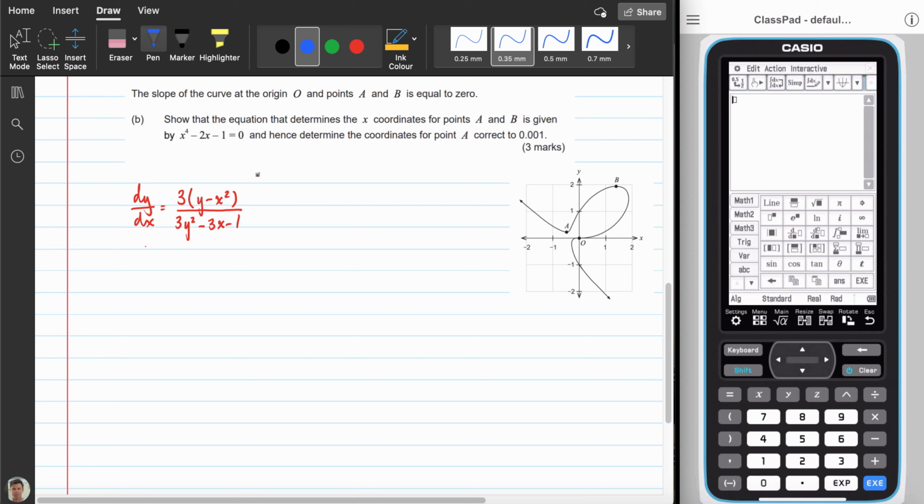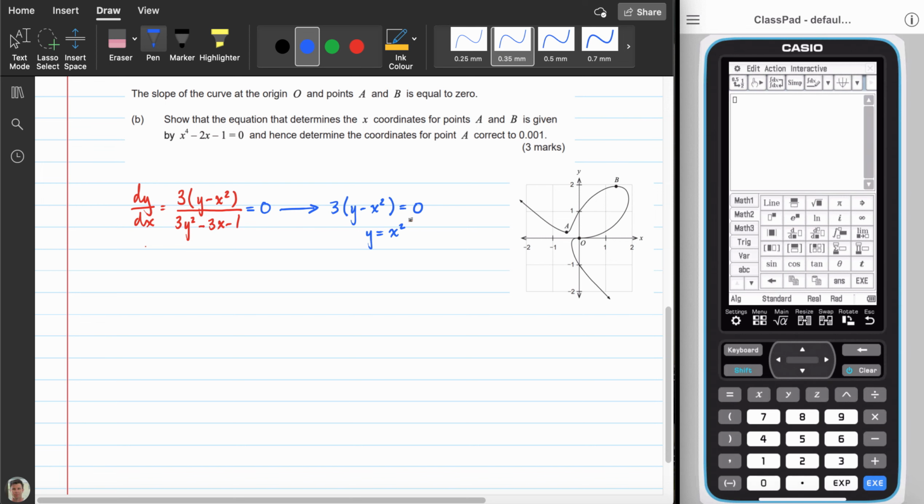Okay, so we've got our slope function here, and we're told that at the points A, B, and O this slope function is equal to 0. So for this rational function to be equal to 0, the numerator alone must equal 0. Because if the denominator equals 0, then it goes to infinity, or some people would say it's undefined. So for this to equal 0, that implies 3 bracket y minus x squared has to equal 0, or y would have to be equal to x squared.